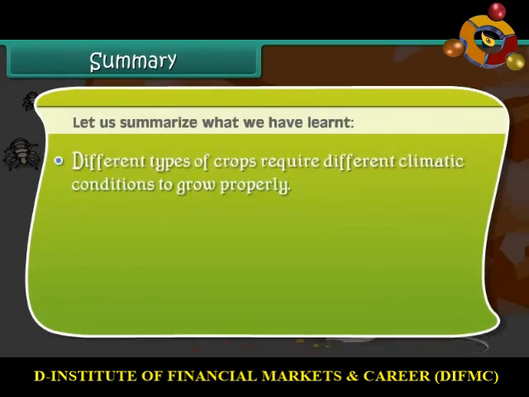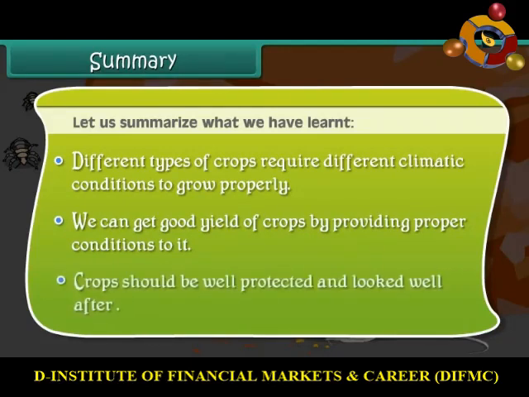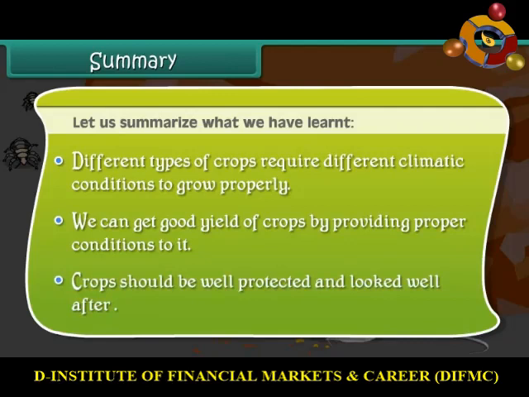Different types of crops require different climatic conditions to grow properly. We can get good yield of crops by providing proper conditions to it. Crops should be well protected and looked well after.